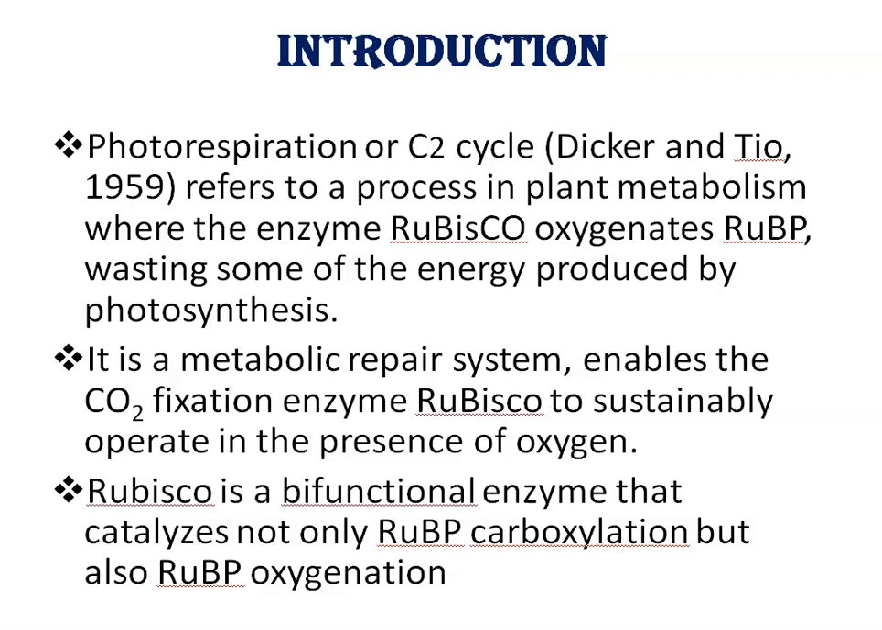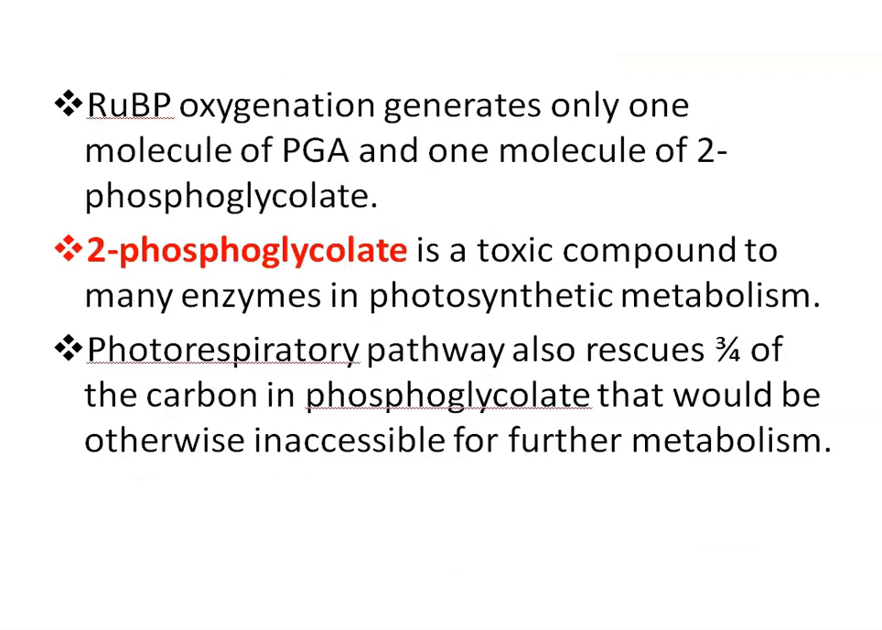So RuBisCO is a bifunctional enzyme that catalyzes not only ribulose bisphosphate carboxylation but also oxygenation. Ribulose bisphosphate oxygenation generates one molecule of PGA and one molecule of 2-phosphoglycolate. Because this first product of photorespiration, phosphoglycolate, is a 2-carbon molecule which is later converted to glycolate, photorespiration is also called the C2 cycle.